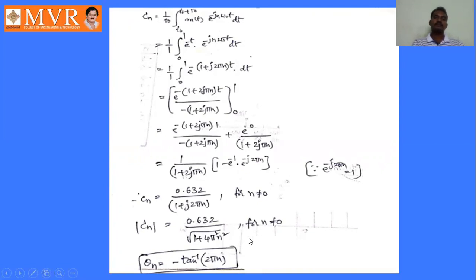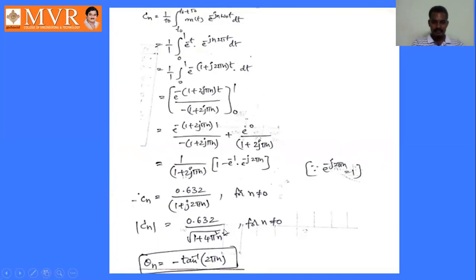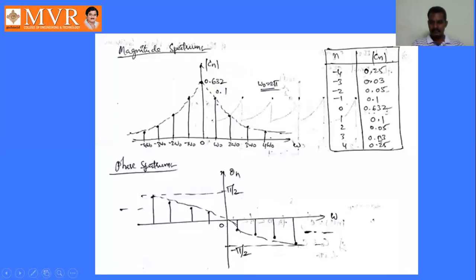What is the next step here? We have to draw the amplitude spectrum and phase spectrum. So in the next step we will draw the amplitude spectrum and phase spectrum. Here, we take some n values from the negative side and some from the positive side. Substitute these n values in the expression 0.632 by square root of 1 plus 4π²n². We will get the mod Cn values like this. So these are the amplitudes. Mark these amplitudes here, and we will draw the waveform like this.